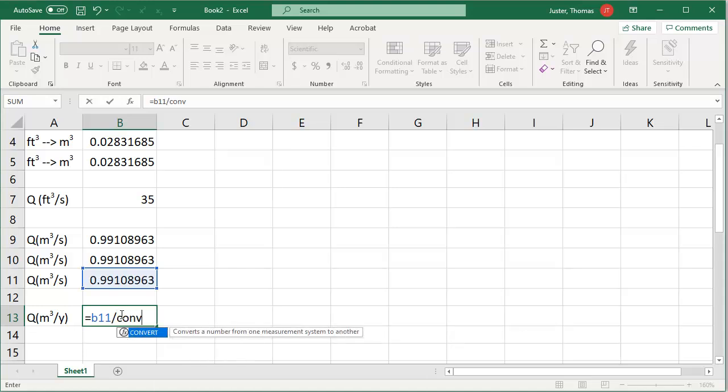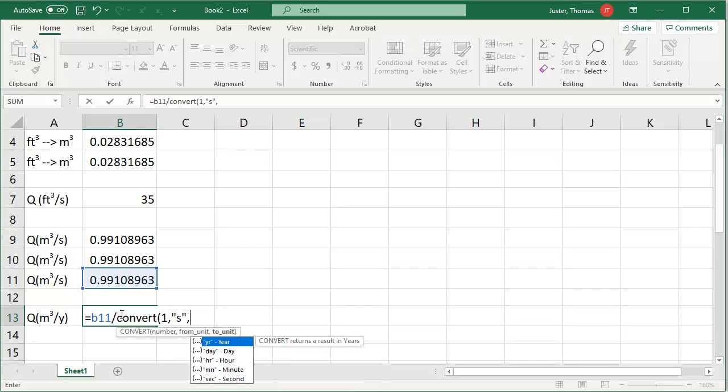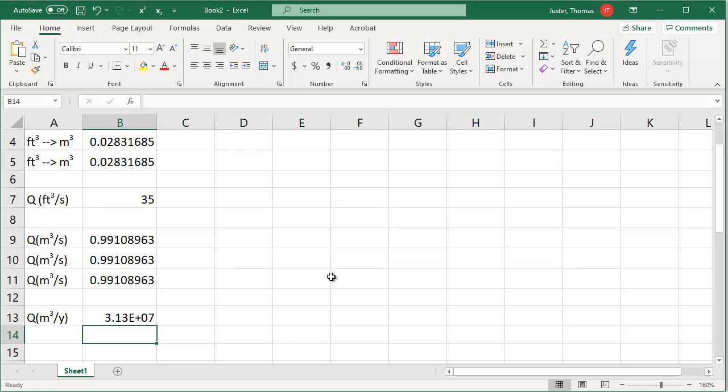Divide by the conversion factor, general, from, what did I say? Seconds to years. YR is years. Look at it carefully. So the number divided by the conversion factor from seconds to years, and there you go. There is my Q in cubic meters per year. I started with cubic feet per second, and I got to cubic meters per year.